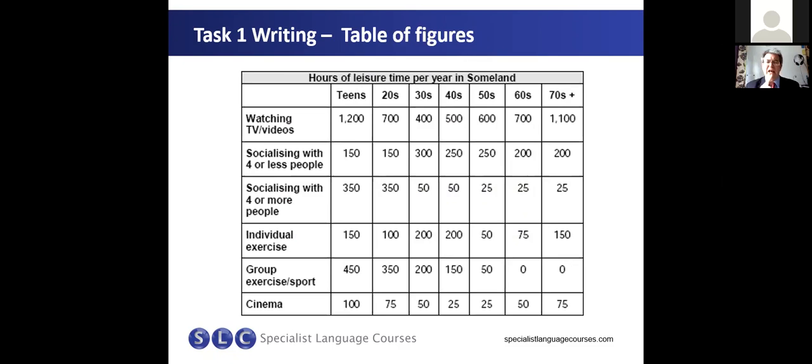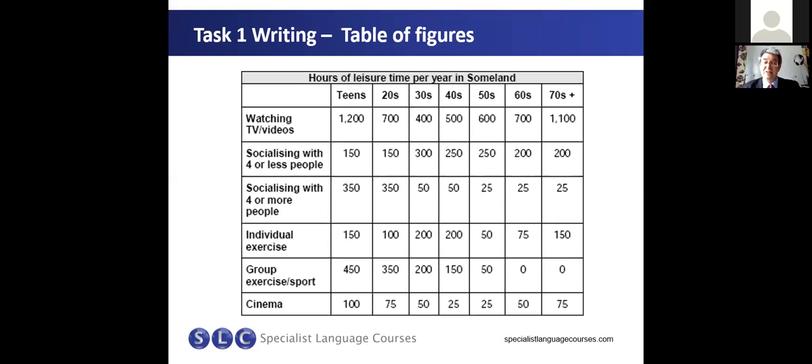So, table of figures, hours of leisure time per year in some land. Okay, it's just an example. They've called a place some land. I see. It's split into teens, people in their 20s, in their 30s, 40s, 50s, 60s, 70s and over. So we haven't got kids in this. We haven't got under 12s. We've got from 13 to 19, then in 20s. So we're in blocks of age. And then down the left-hand side, we've got how leisure time is spent in a year.